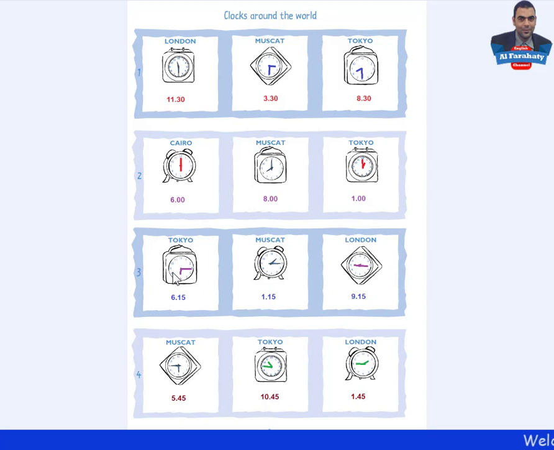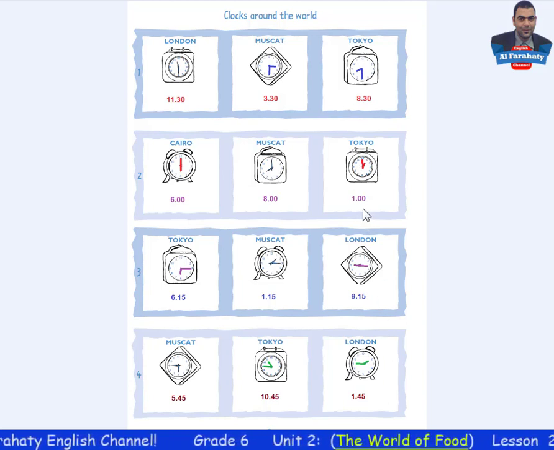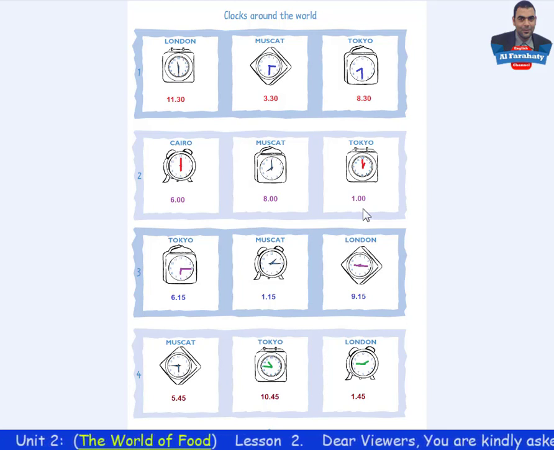Number 4, it's 5:45 in Muscat, it's 10:45 in Tokyo, and it's 1:45 in London at the same time. The aim of this activity is to understand the time zones and to understand the time difference.